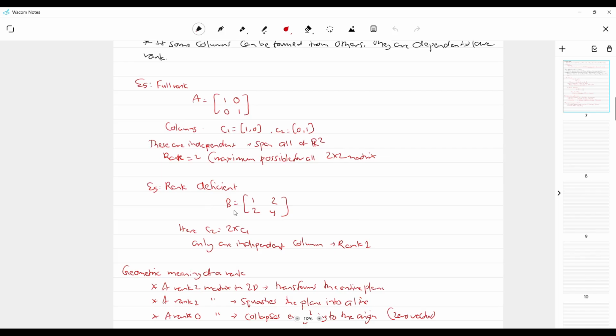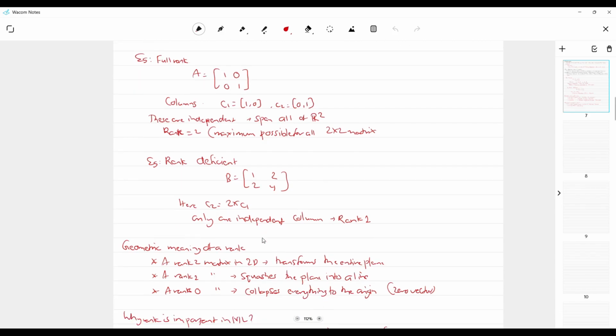We'll also consider this second example, the matrix B here. If you look at this matrix B, the second column of matrix B is just 2 times the first. Only one independent column, so rank equals 1. Geometrically, this collapses the 2D plane onto a single line. Again, the geometric meaning: rank 0 means everything collapses to the origin, rank 1 means flattened to a line, rank 2 means it spans a 2D plane, and rank 3 means it spans full 3D space. Rank tells how a matrix transforms space.